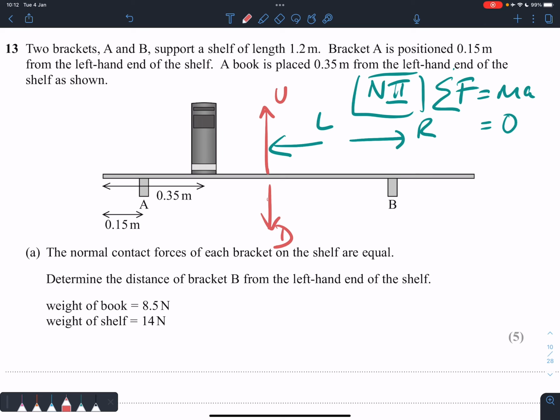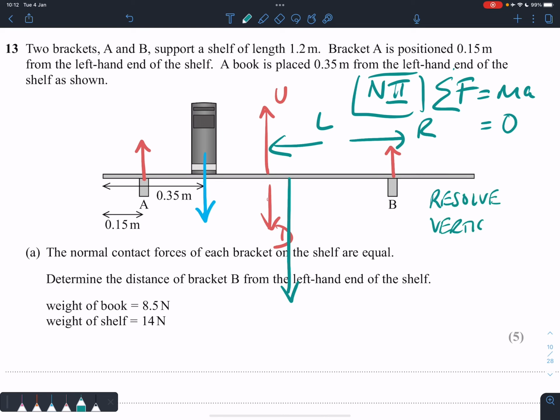So you've got to look at all the forces up, and in this case I'm going to help you a little bit, because the forces up are from here and here, and the forces down are the weight of the book and also the weight of the shelf, which will be the middle. So basically the first thing you've got to do is called resolve vertically. And if you resolve vertically, you're going to be saying the up forces equal the down forces.